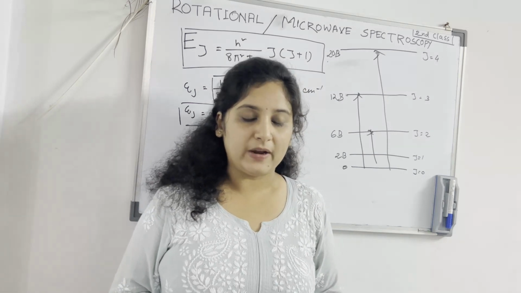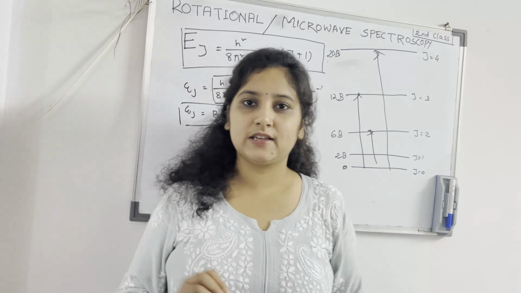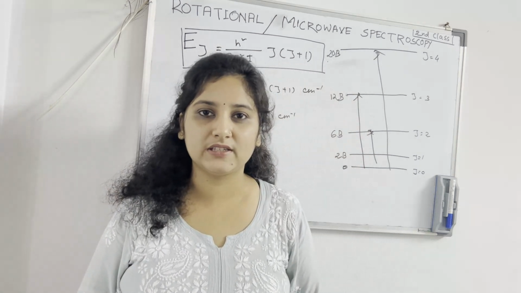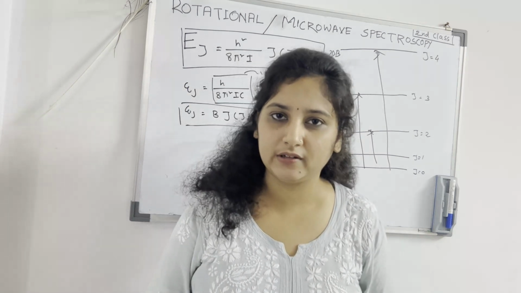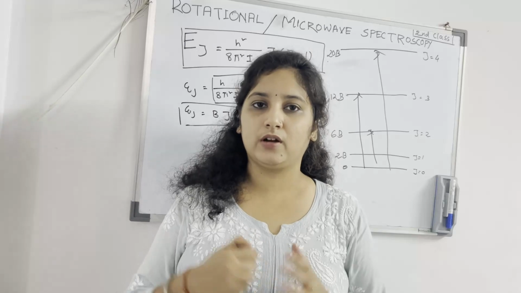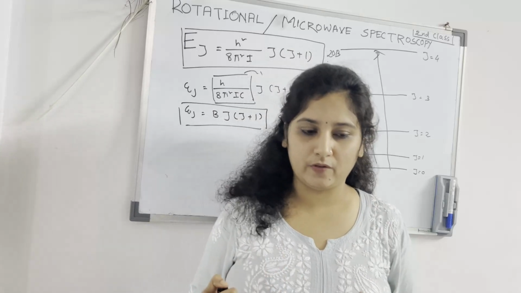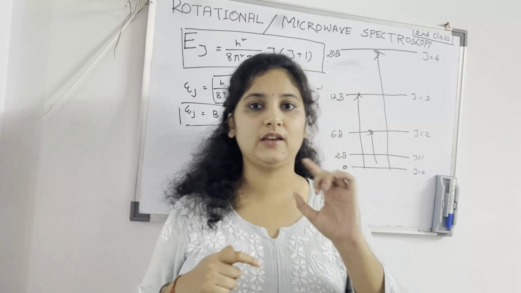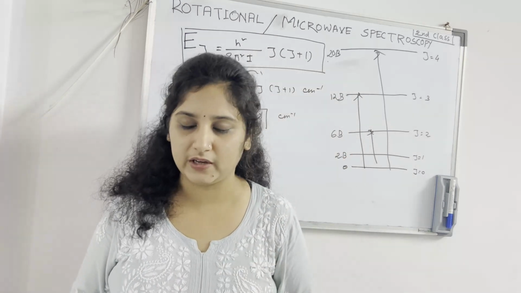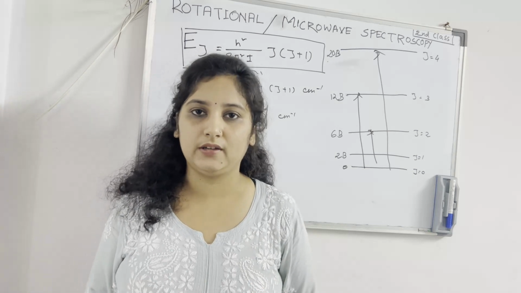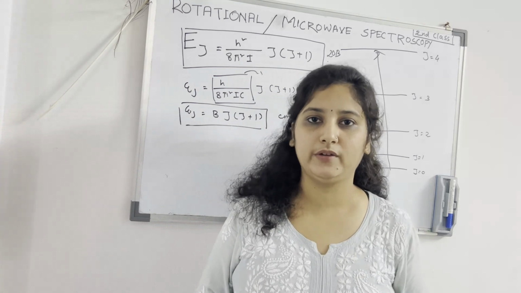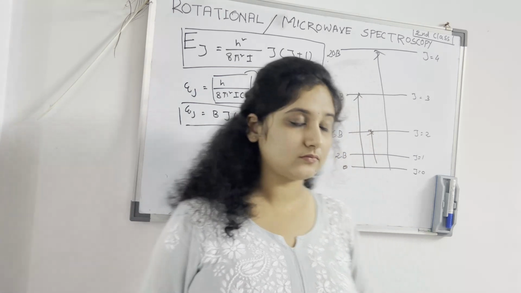So but this does not mean that it is a hard and fast rule, that the selection rule is always followed by the molecule. There are some forbidden transitions also, but in case of allowed transitions, when they are following the selection rule, the intensity of that particular band will be very intense. But when there is a forbidden transition, the intensity of that particular band will be very weak.